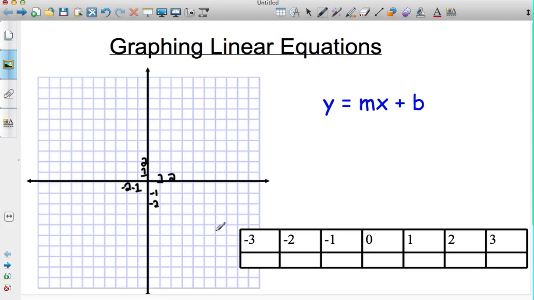Secondly, once you get your graph set up, what you're going to need is a table that goes from negative 3 up to 3. And this is actually called an XY table, which I don't have labeled. I apologize. X goes on top. The Y goes down below. So like I said, right now, you need to hit pause. Get your graph set up. Get your table set.